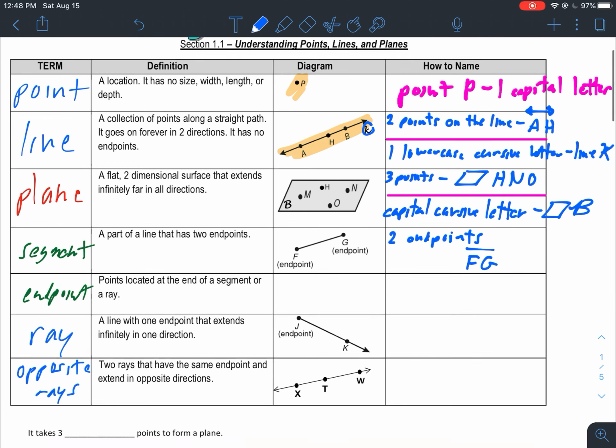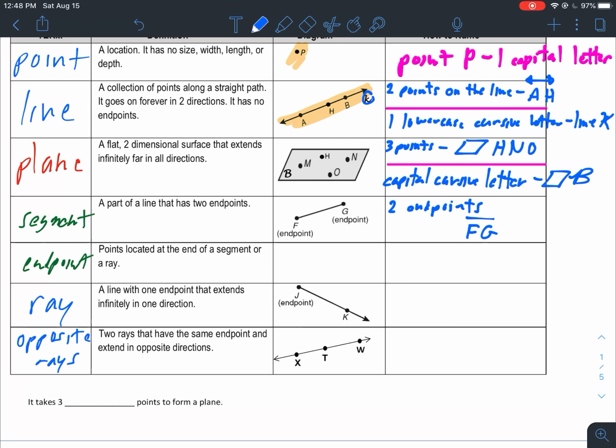Okay, the next term is an endpoint. That's pretty specific. It's just basically a point at the end of a segment or a ray, which we'll get to next. So those are endpoints right there. And those are just named just like points are with one capital letter. So F or G in this case.